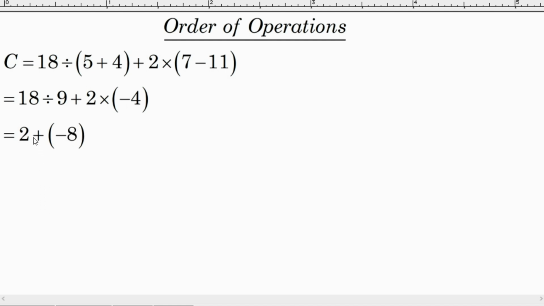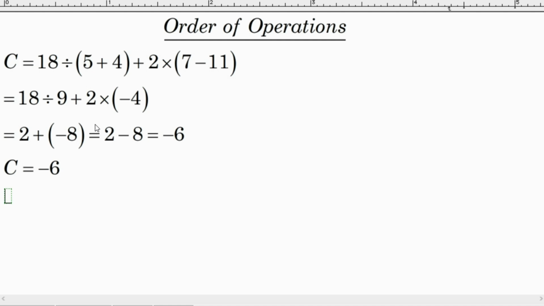Okay, now check out the sign here. When we have plus multiplied by minus, it gives us minus. That means we have 2 minus 8, so that will be equal to minus 6. So C equal minus 6 is the answer. I hope you understand step by step of solving order of operations.